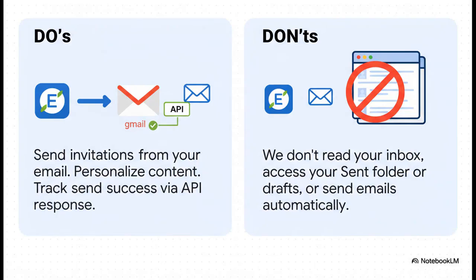So we use this gmail.send permission for one main reason, to send the event invitations that you, the user, create and approve. And why is that so great? Because it lets the invitations come directly from your email address, which builds trust and just makes it way more likely to land in the inbox. What we do is send the personalized HTML invitation you've designed in our app.